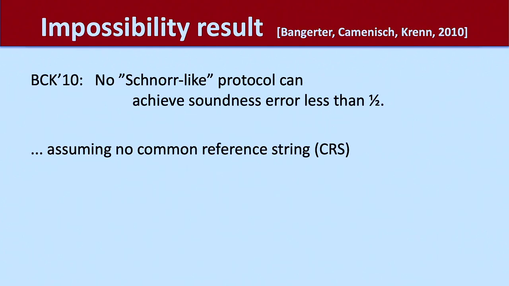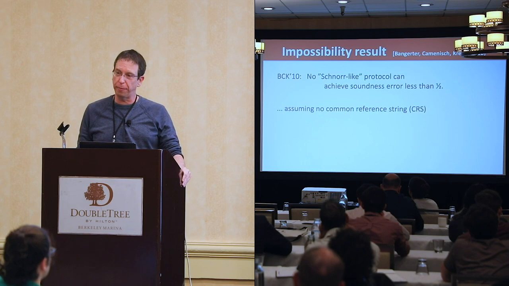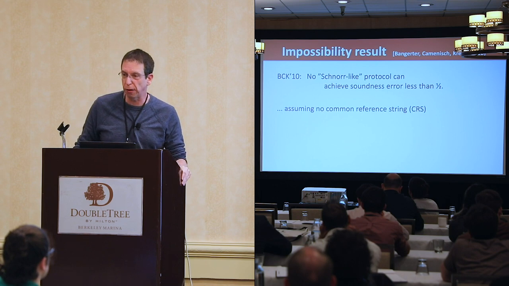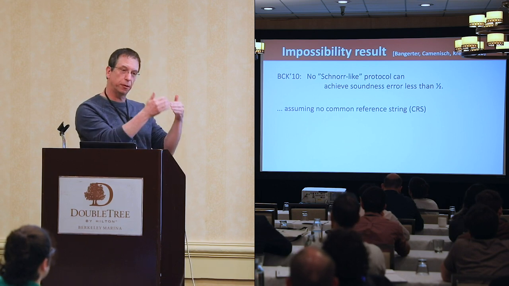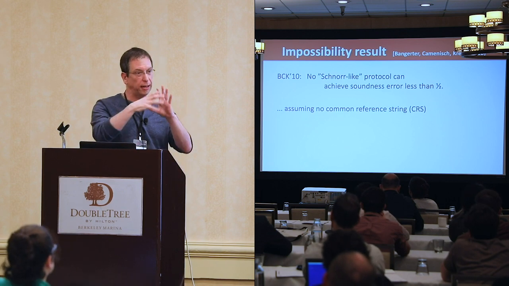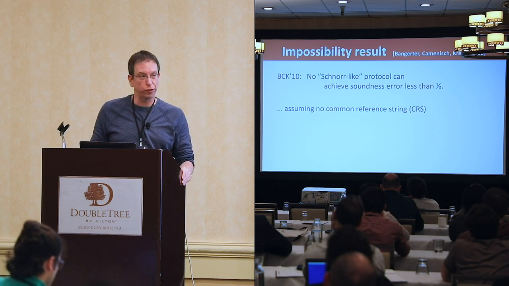All right, so what do we do? Unfortunately, it turns out there's even an impossibility result that says no Schnorr-like protocol can achieve a soundness error less than 1/2. There's a barrier: this 1/2 is not just for this protocol. There's a very large class of protocols that can't be improved. But if you look at the proof, there's a very strong assumption being made in it. They would refer to it as a common reference string, but really the assumption of the proof is that the prover must know the discrete log of all group elements that it generates. It's not allowed to have any group element for which it does not know the discrete log.